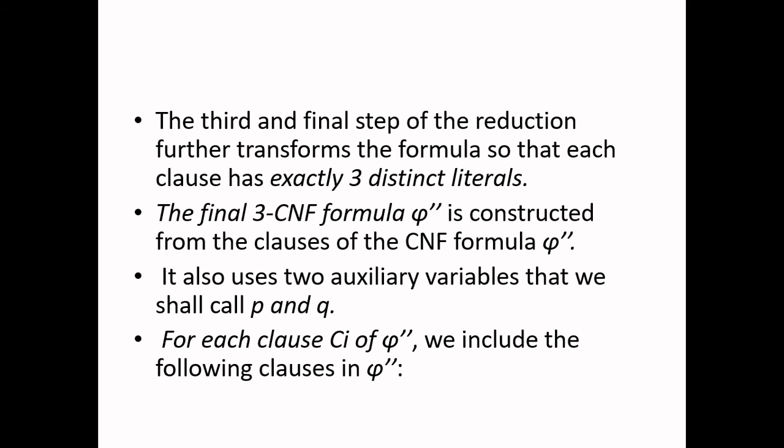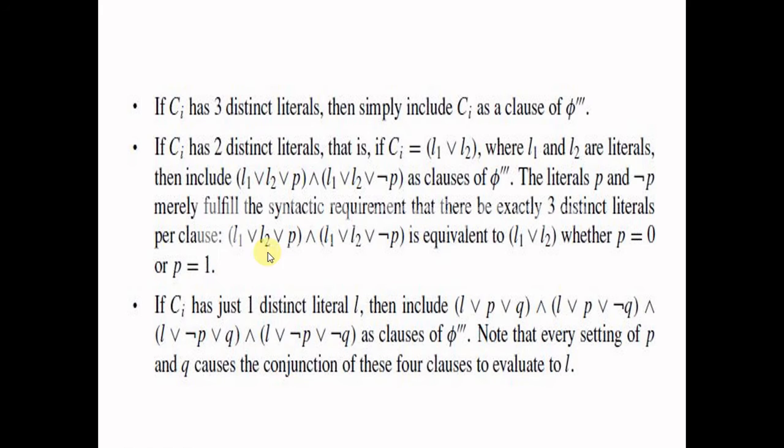So what we are doing is that we'll take 2 auxiliary variables P and Q. For each clause Ci of phi dash, we include the following clauses. If Ci has 3 distinct literals, then simply include Ci as a clause of phi triple dash, which means if Ci has 3 distinct literals, then there is no question, it is in CNF, so we can simply include that in phi triple dash.